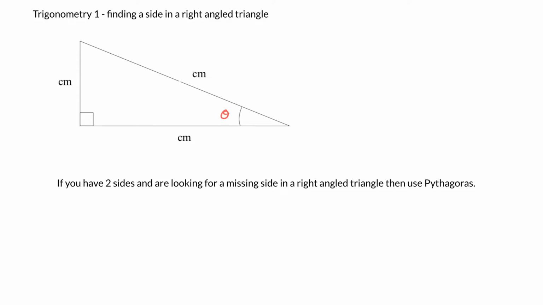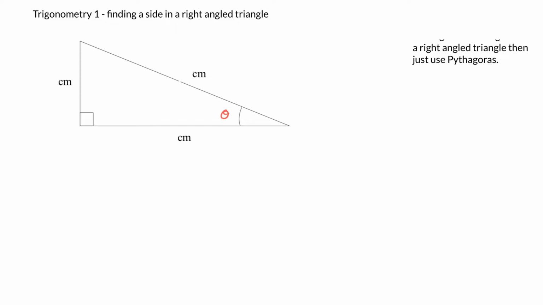So in this video we're going to look at basic trigonometry. We're going to look to find a side in a right angled triangle. Now the first thing to note is if you have been given two sides, so for example this one, and you're looking to find the third side, the missing side, this one in a right angled triangle, then all you need to use is Pythagoras. We use trigonometry when we have got one side and an angle, or we've got two sides and are looking for an angle.